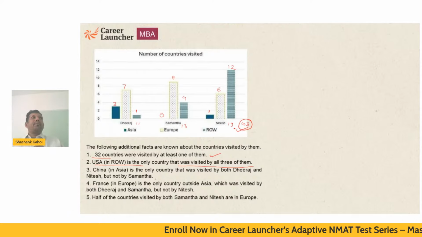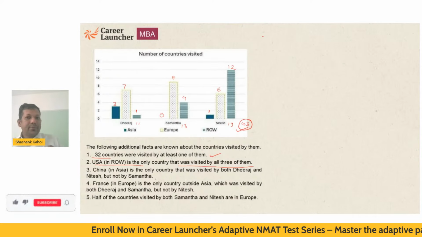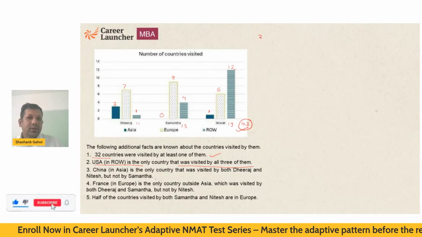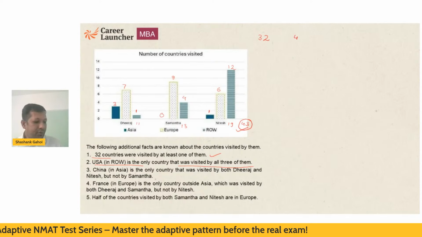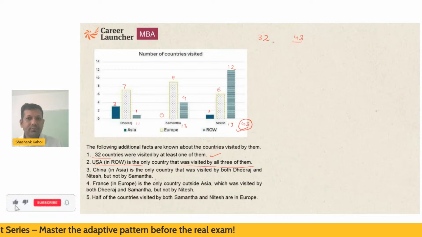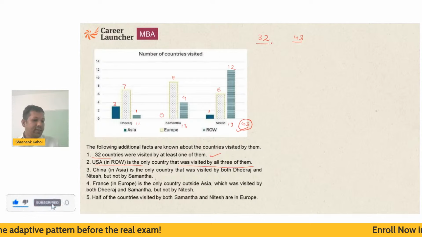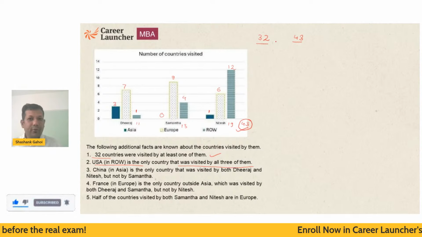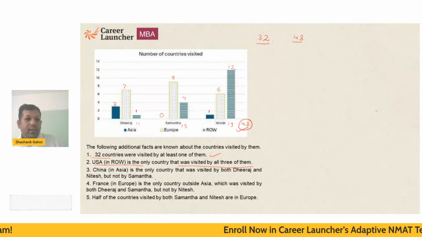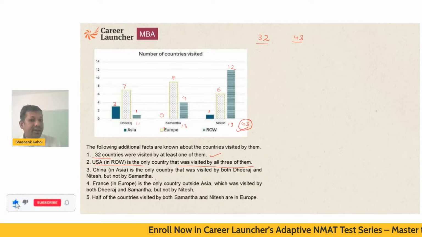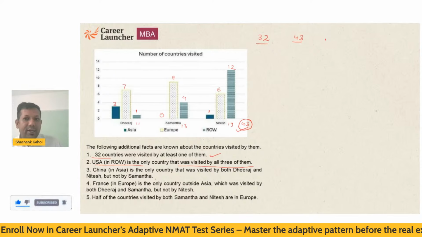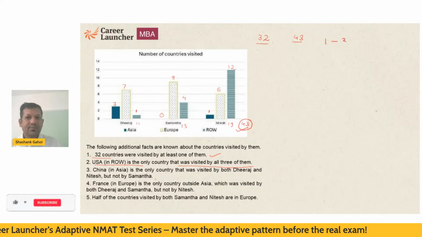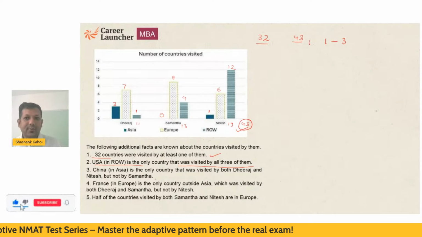So, it means I am saying that 32 people are there and number of toffees are 43, because the summation over all the countries is going to be 43. And it says there is only one country that is visited by all 3 of them. It means there is one country that got 3 chocolates. And that country is USA. Right?